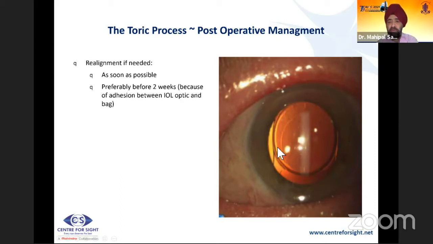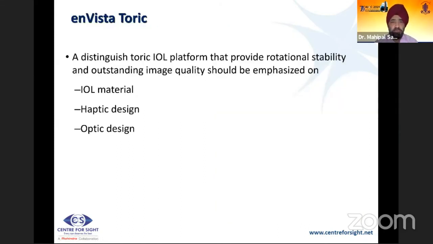In a femto, if you have a mark on the cornea, you can see whether this mark and this mark on the cornea are aligning or not. Otherwise, you will have to get the picture and see whether there has been a movement or not. Ideal is to do the realignment as early as possible.